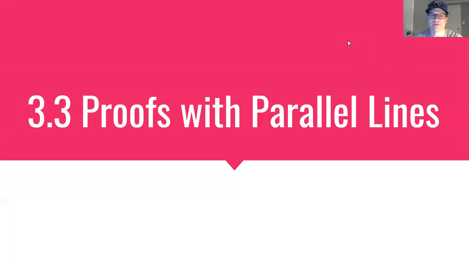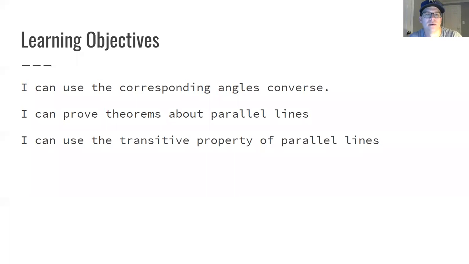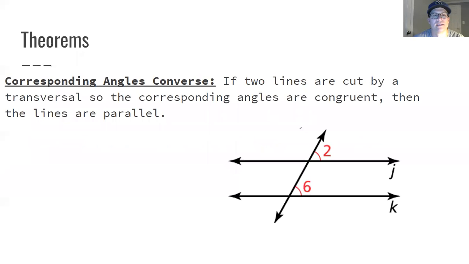All right, this is a video tutorial of the 3.3 section of the geometry textbook, Proofs with Parallel Lines. Your three learning objectives are you can use the corresponding angles converse, you can prove theorems about parallel lines, and you can use the transitive property of parallel lines.